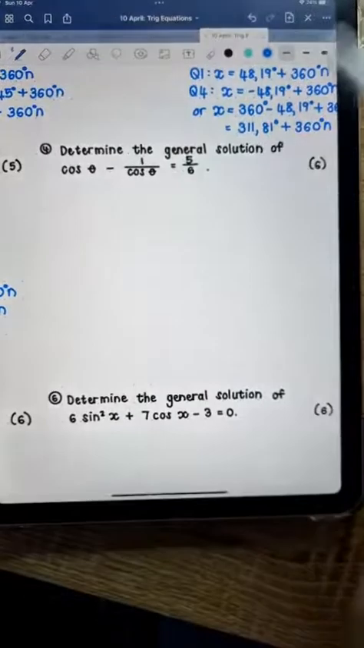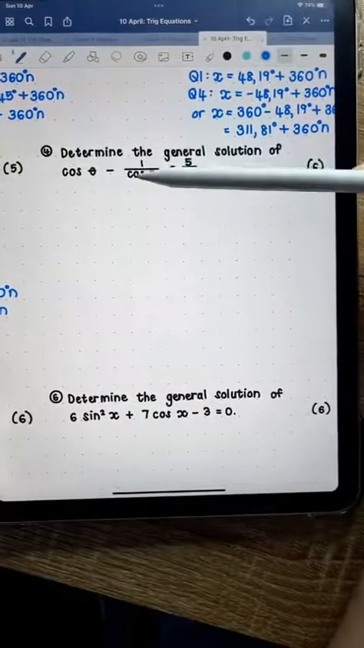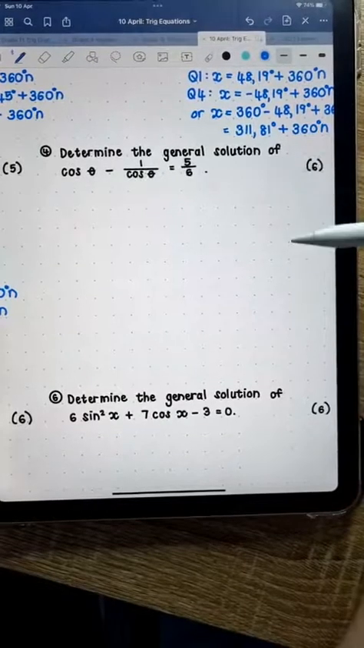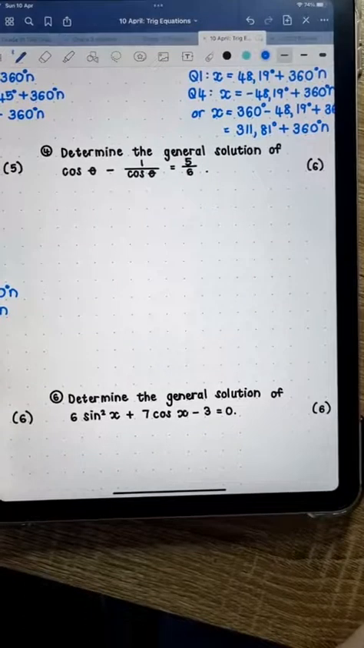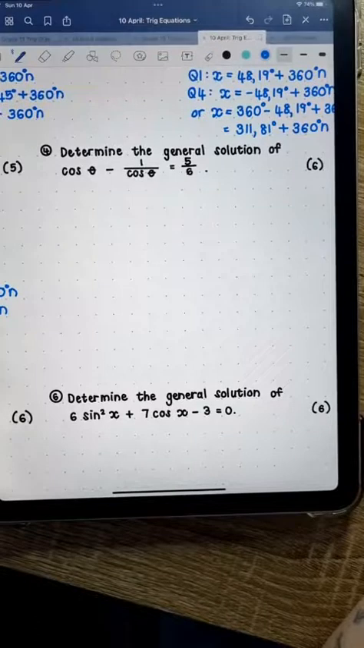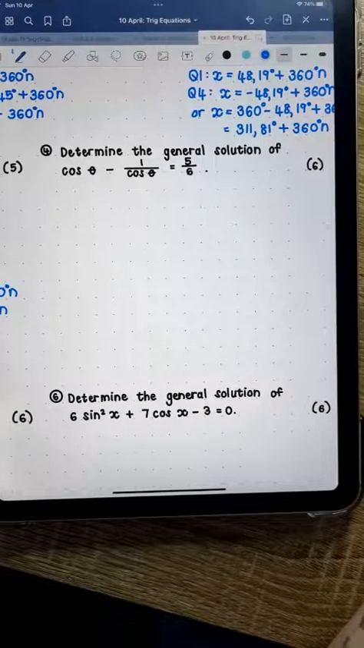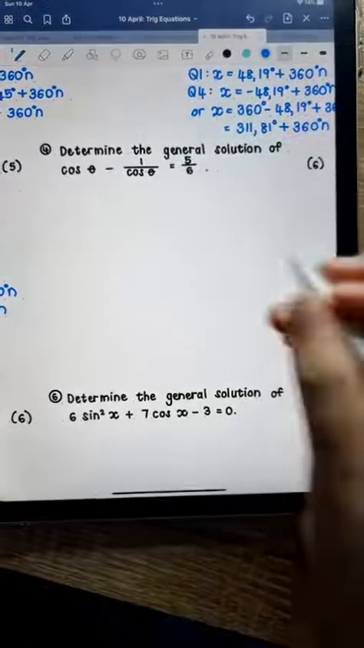Okay, guys, number 4: determine the general solution of cos theta minus 1 over cos theta equals 5 over 6. Now, guys, this is, of course, a trig equation, but it is also an equation with fractions. And what I always teach my kids is, as soon as you see that you have an equation with fractions, get rid of those fractions. We don't like working with fractions. It complicates things unnecessarily.